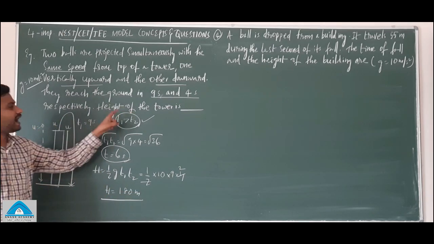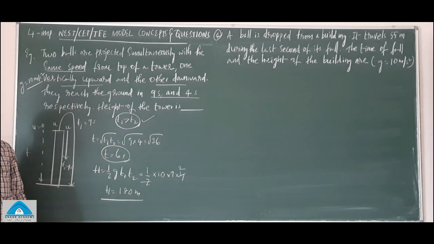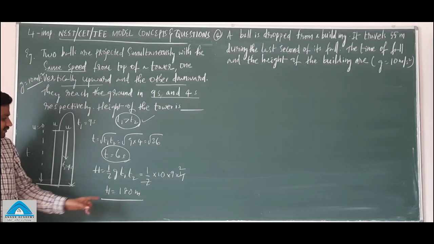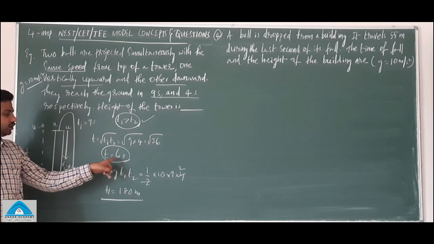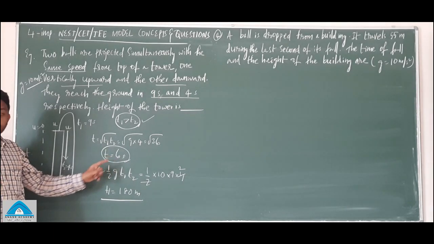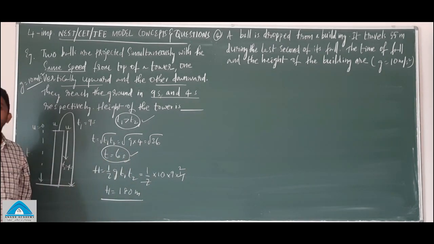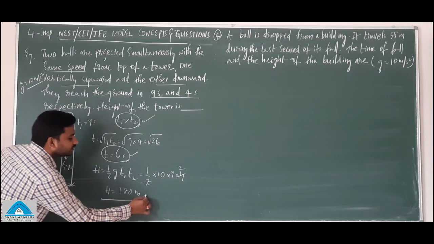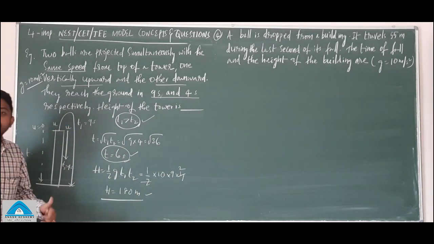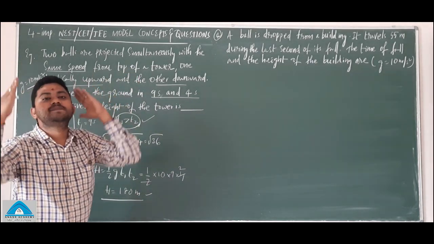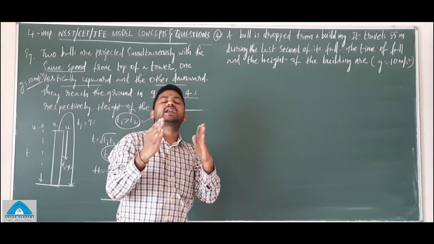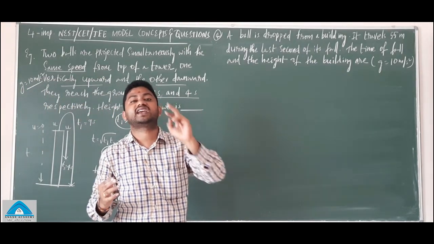Right? So what is the answer? Height of the tower is how much? 180 meters. They have asked this one, and we have found this one also. Because in most cases like this, the question will be asked, we have just added this part. Okay? Clear? Let's move on.